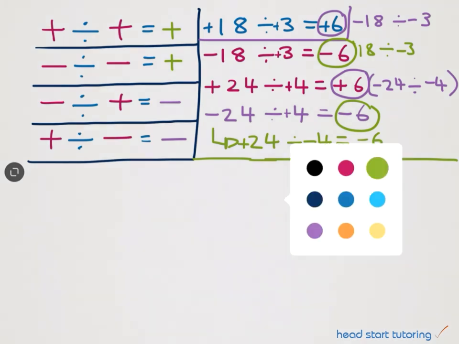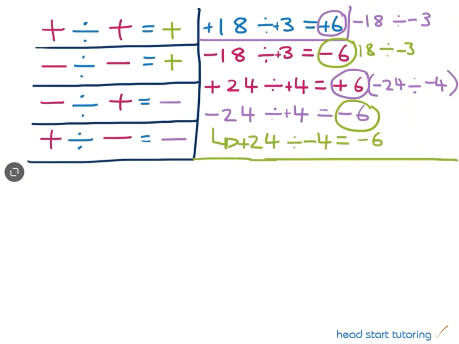Right, so let's have a look at a few more examples. Negative 14 divided by negative 2 will give us an answer of positive, because a negative divided by a negative is a positive, and 14 divided by 2 is 7. We know that, so if we were working with positive numbers, we would also end up with positive 7.